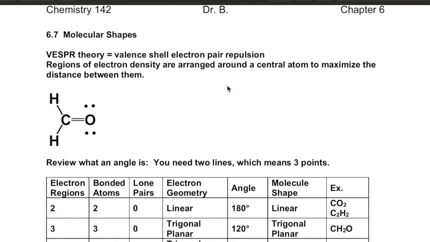Let's talk a little bit about the shapes of molecules. And these shapes are determined by where the atoms and the other electron pairs that might be on an atom are located. What is the angle in between these bonds, or the bond and the lone pair of electrons? So these angles help determine the shapes, and I wanted to review what an angle is.